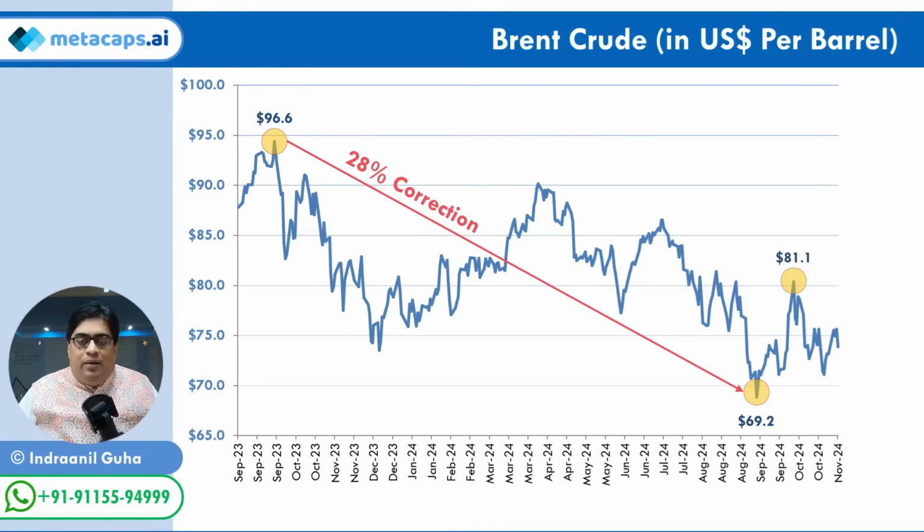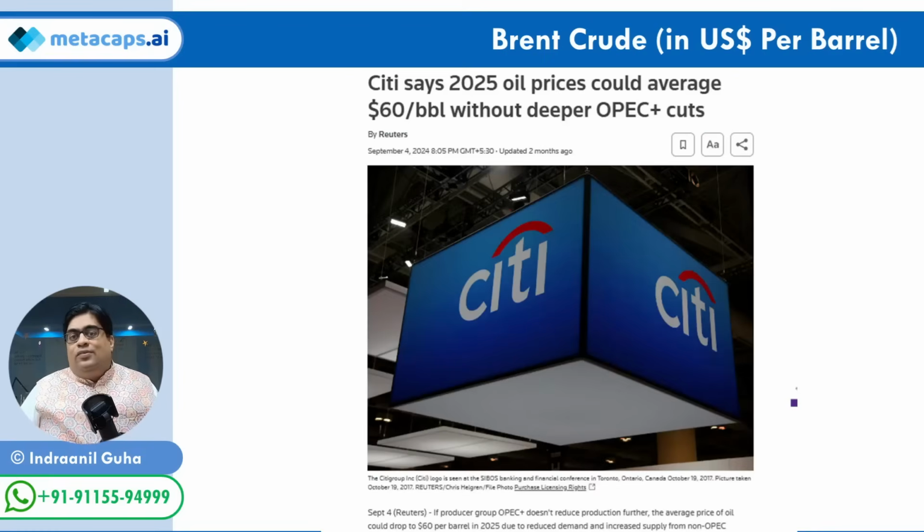Of course, we have seen some retracement since then up to about $81 per barrel because of the conflict in the Middle East. But we have also seen that as the conflict in the Middle East has started to subside to a certain extent, oil prices have also started to subside, and they have now settled down closer towards the lower end of the range that we have witnessed over the last 1 year. In fact, if you look at Citibank's forecast, they believe that oil prices are likely headed towards $60 per barrel by 2025.